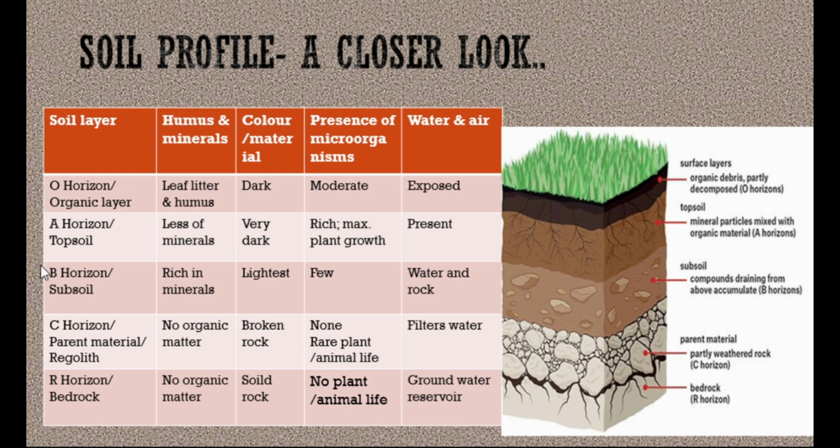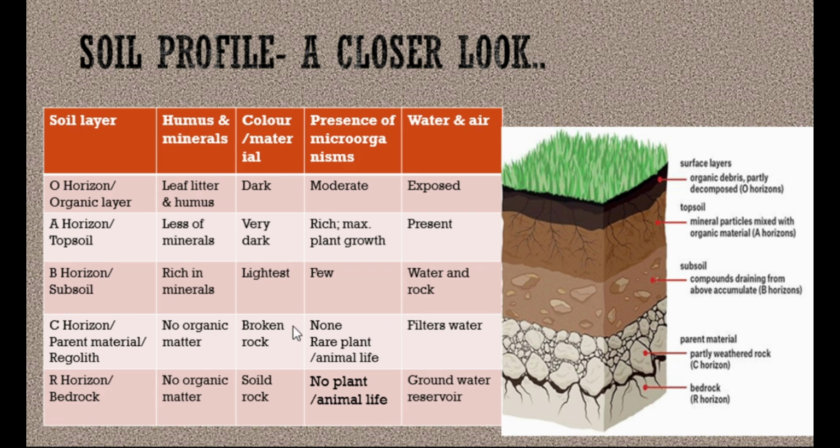Beneath the topsoil is a layer called the subsoil or the B horizon. The B horizon has less organic material, but it is rich in minerals. This is because the organic material of the topsoil is used up by the plants and does not reach the subsoil. It is light in color as compared to the topsoil and it has few microorganisms present as compared to the topsoil. It is mostly made up of water as well as rock because water can penetrate up to this layer.